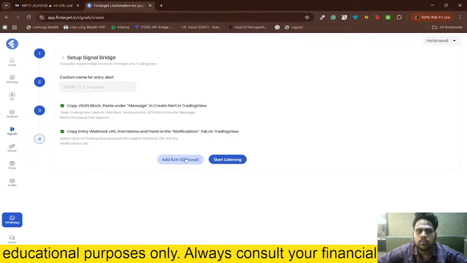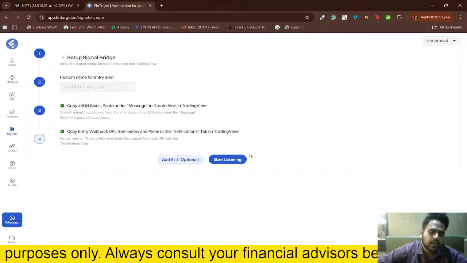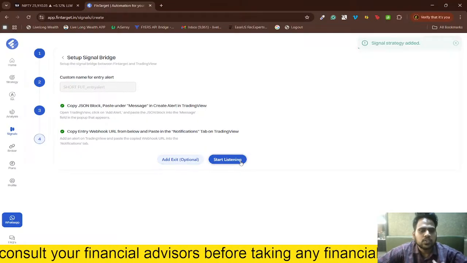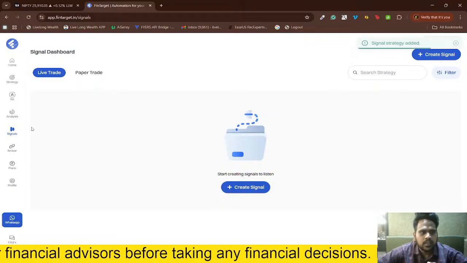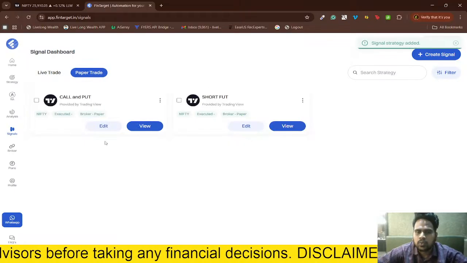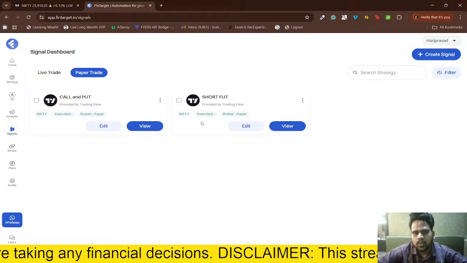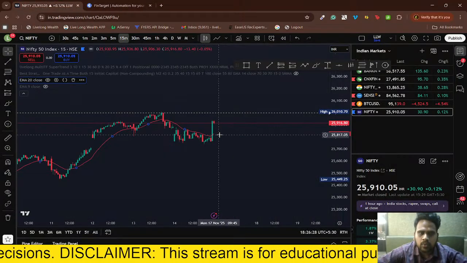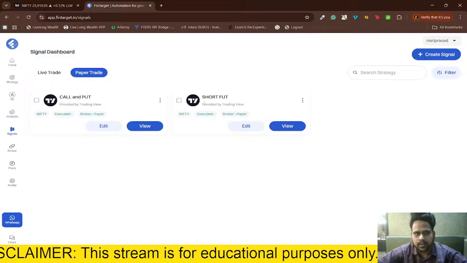If you want, you can keep an exit criteria also. As of now we have already kept a stop loss. So start listening, it is done. Now you can see two things running here. The short future, according to the moving average, there is a short running. Correct.